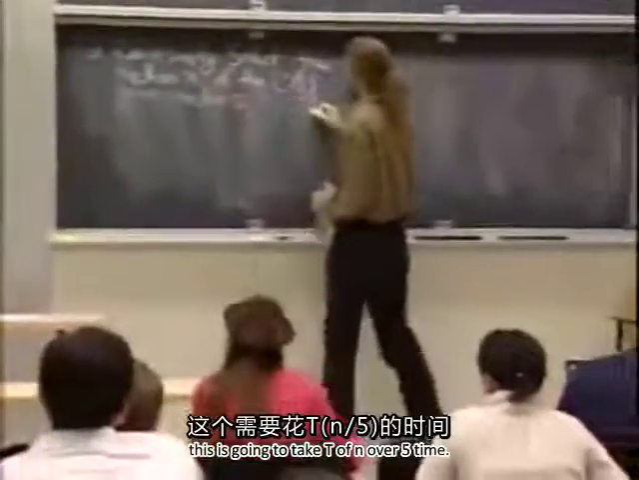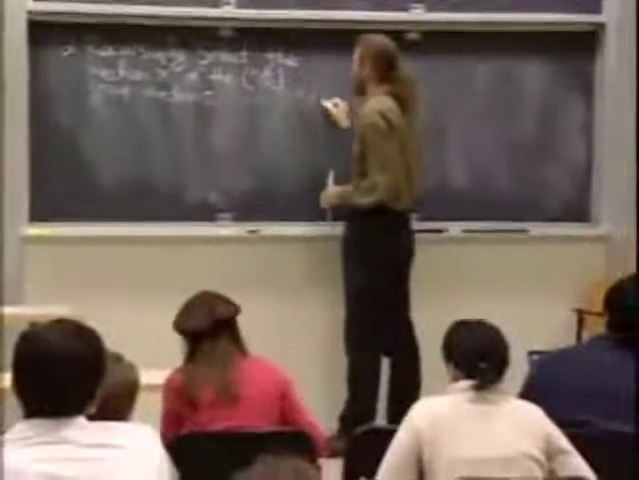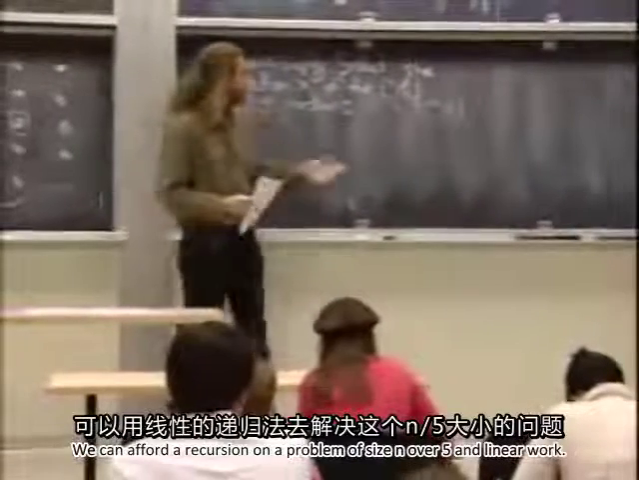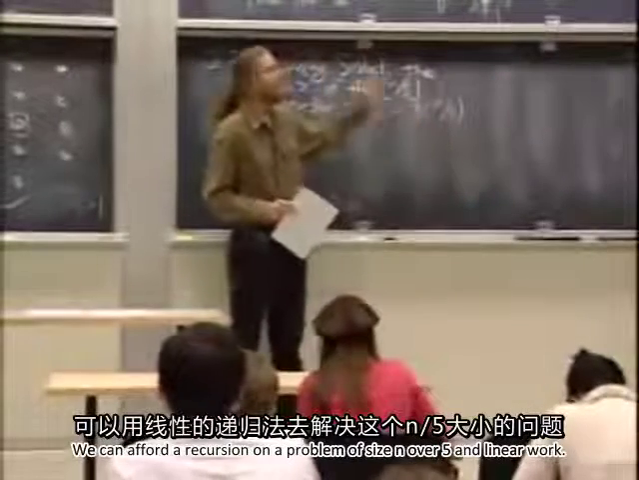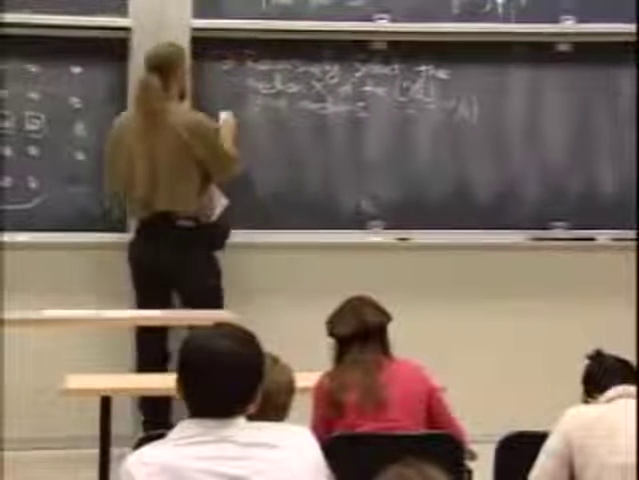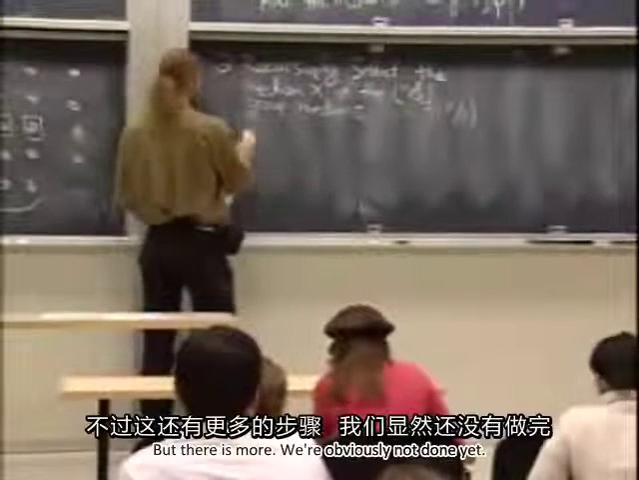This is going to take T of n over 5 time. Okay? So far, so good. We can afford a recursion on a problem of size n over 5 and linear work. We know that works out to linear time. Okay, but there's more. We're obviously not done yet.